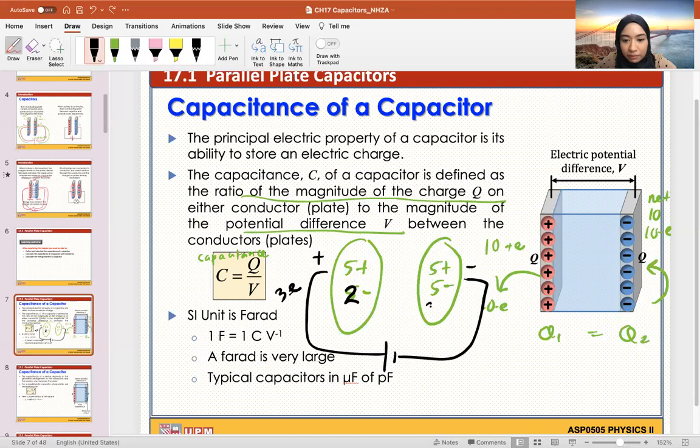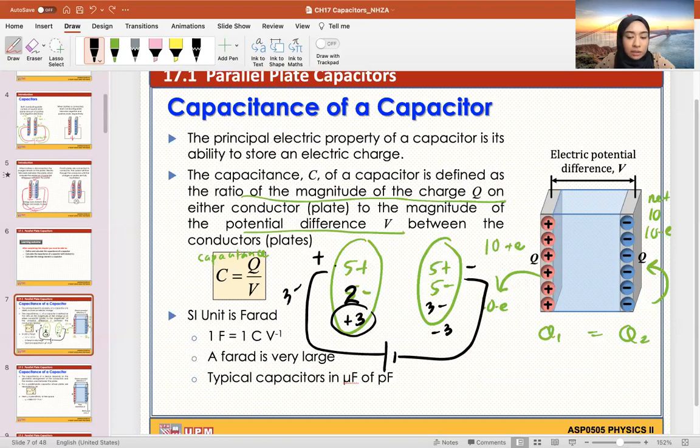I'm donating 3 negative, and the other plate gets the 3 negative. Now it has 5 positive and 8 negative, which means it has an extra minus 3, whereas this plate has an extra positive 3. How do I calculate the extra? I just subtract: 5 minus 8 gives minus 3, and 5 minus 2 gives positive 3. So when I donate 3, I become positive 3. When I receive 3, I am minus 3.